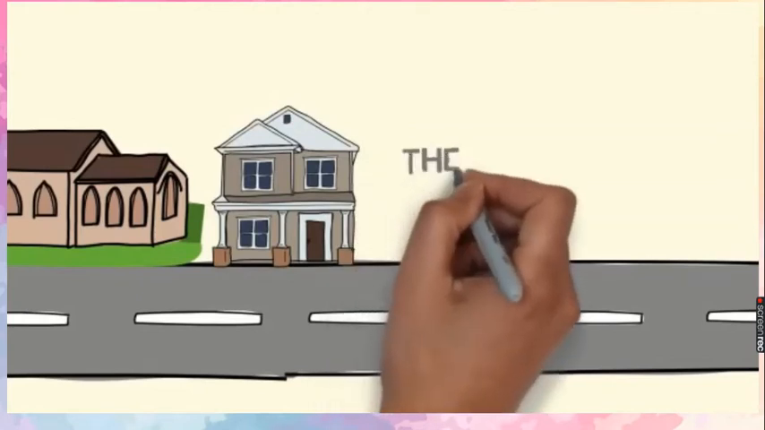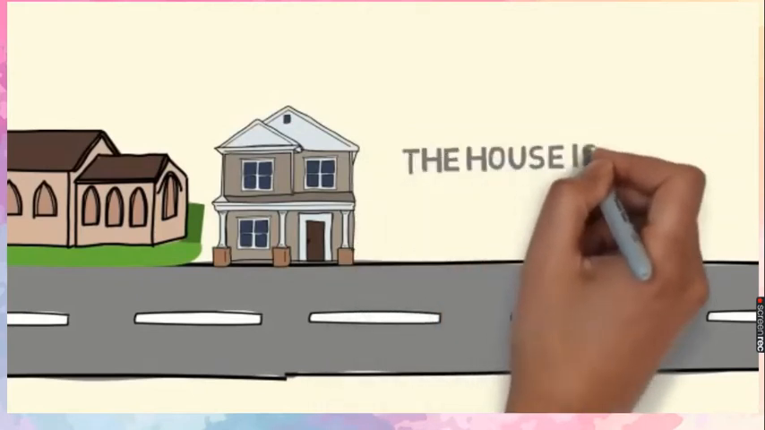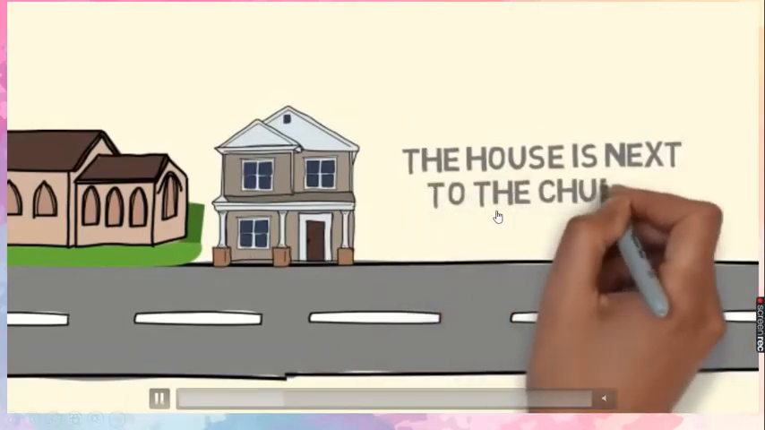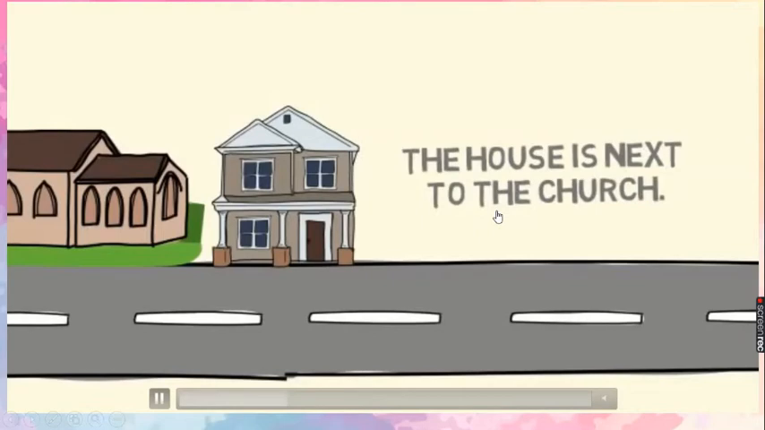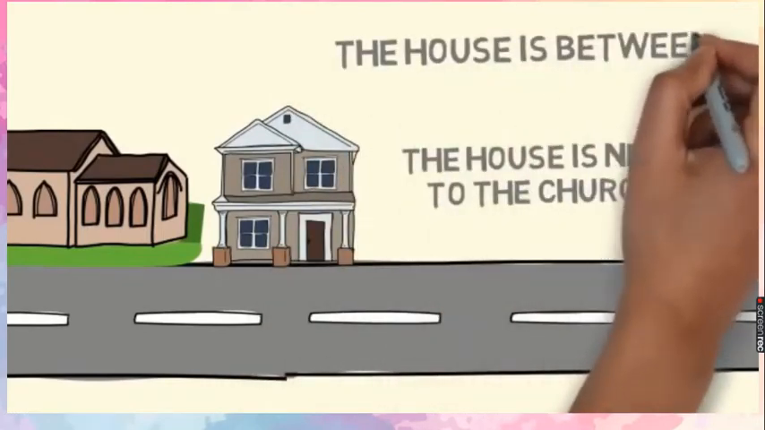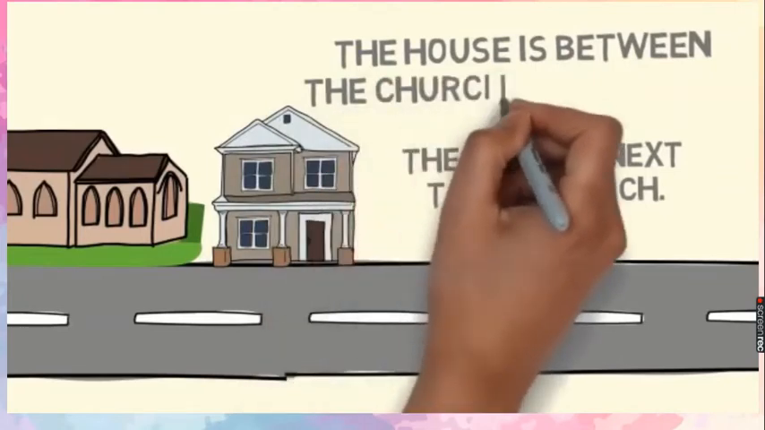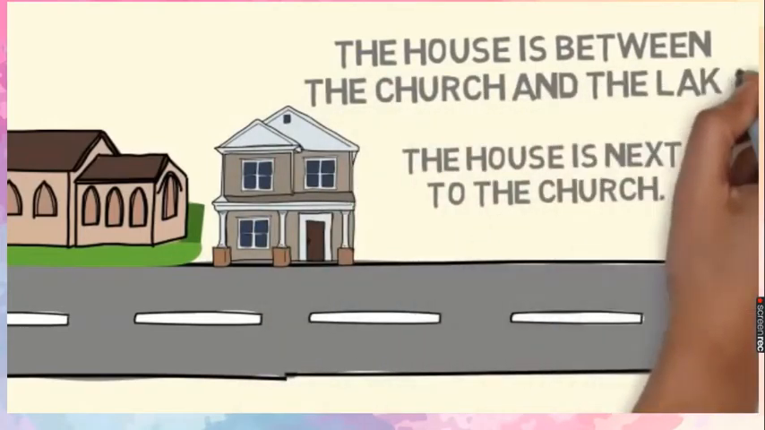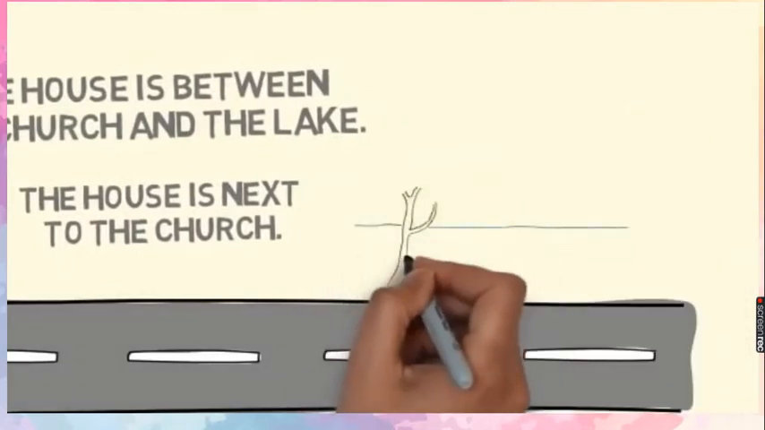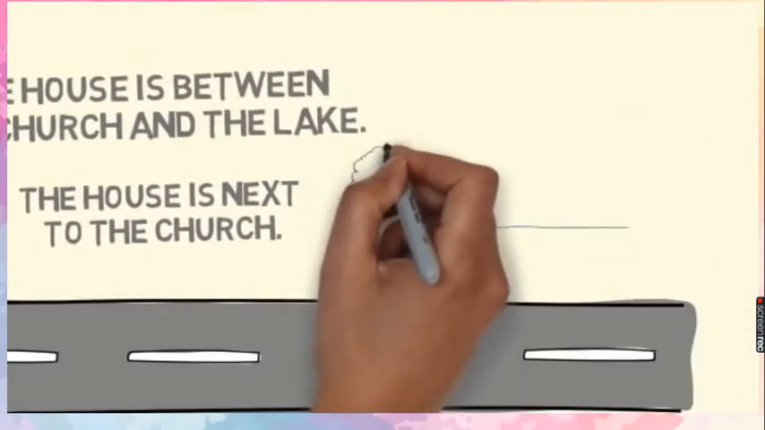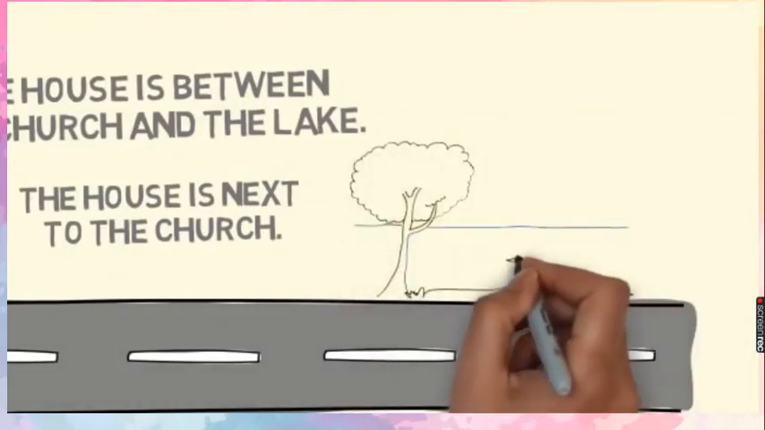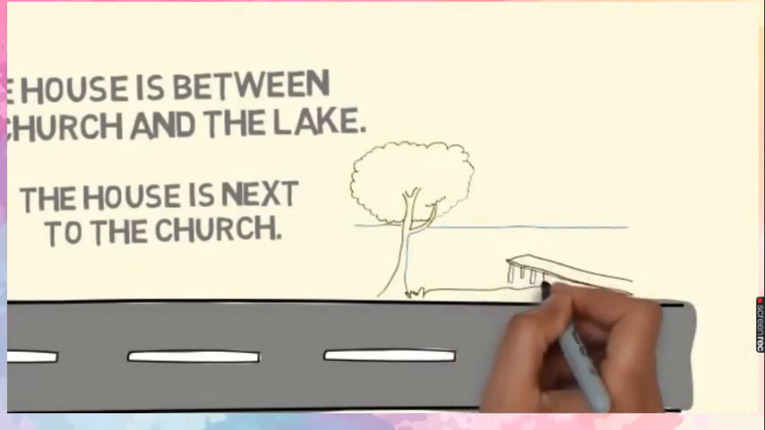Wow, what's this building? Yes, it's a house. Where is the house? The house is next to the church. The house is next to the church. Now we will say, the house is between the church and the lake. Now he's gonna draw a lake right here because there's a sentence. The house is between the church and the lake.